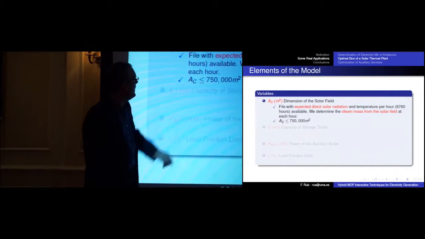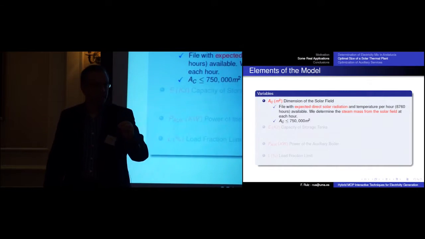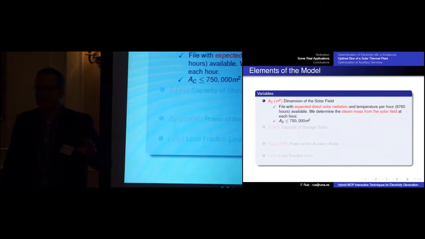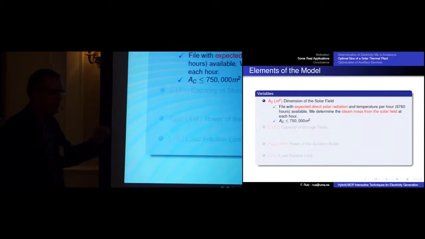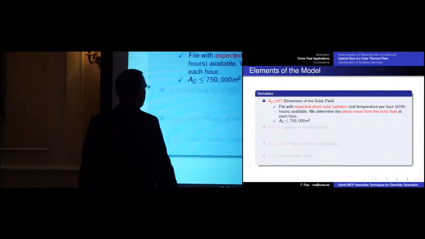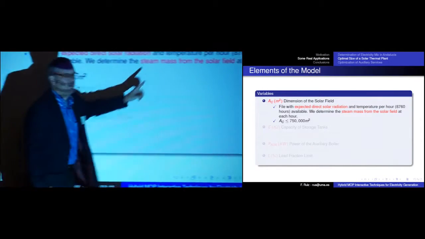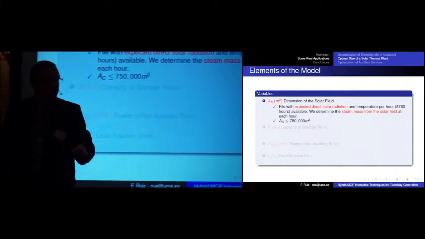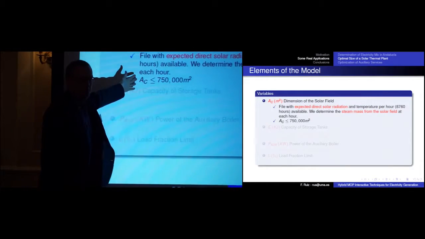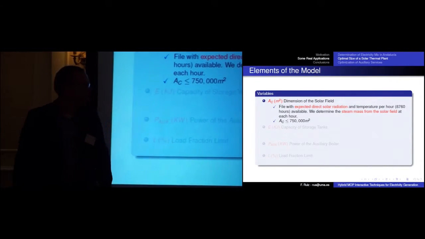What we had was a file with expected direct solar radiation based on experience every hour of the year and the temperature. With this data, we can determine which is the steam mass that comes out from the solar field at every hour. And we had a maximum size.